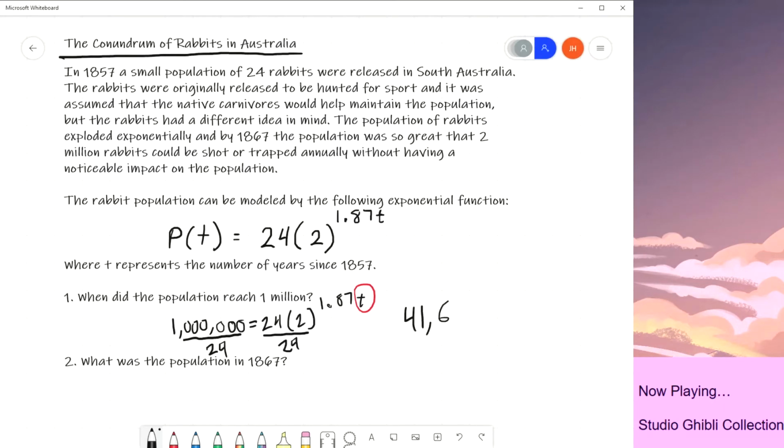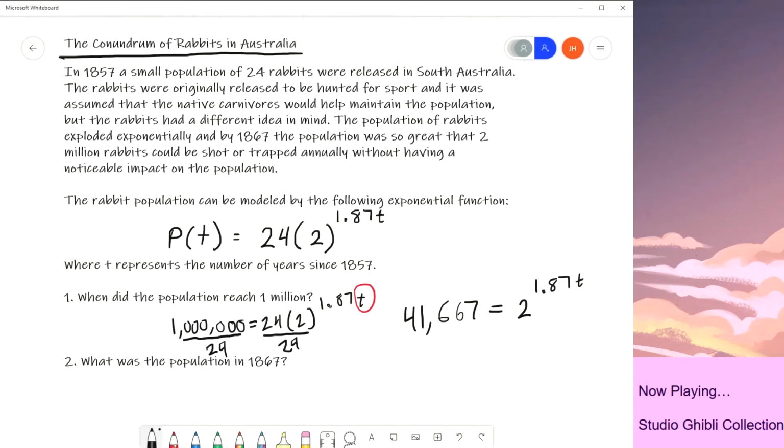All right, we get 41,667 equals 2 to the power of 1.87t. Now here's where I'm going to use logarithms to solve for the exponent.